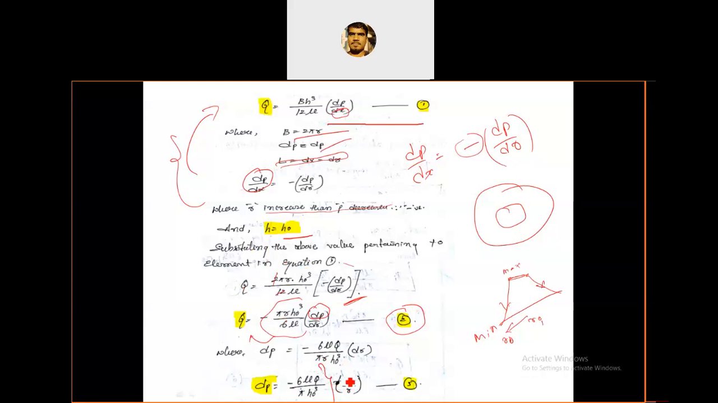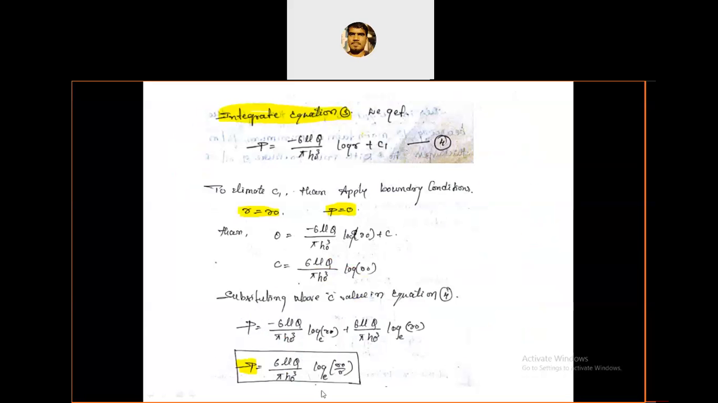And here dr by r. So r changes because the radius changes from inside to outside. It's the changing value. So dr by r, now we can call it equation 3. So apply integration for this equation. Integrate equation 3. We get integration of dP is P.